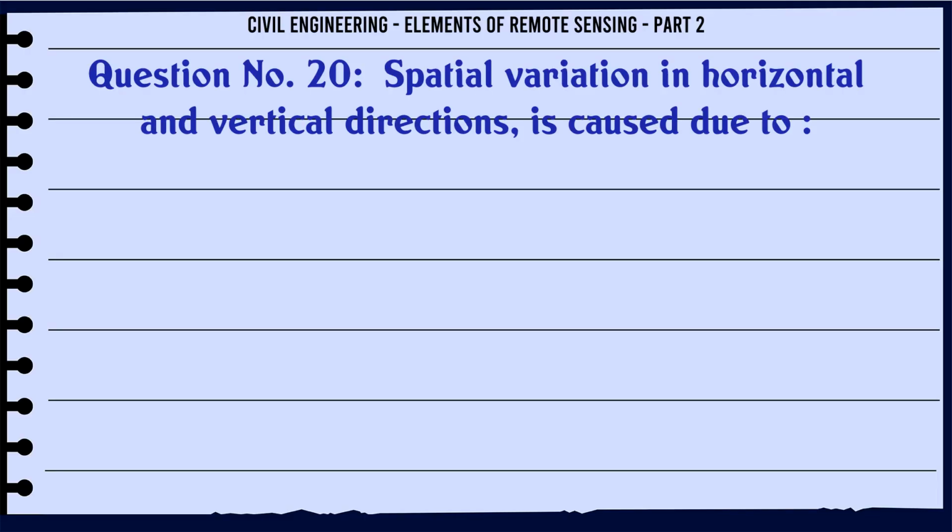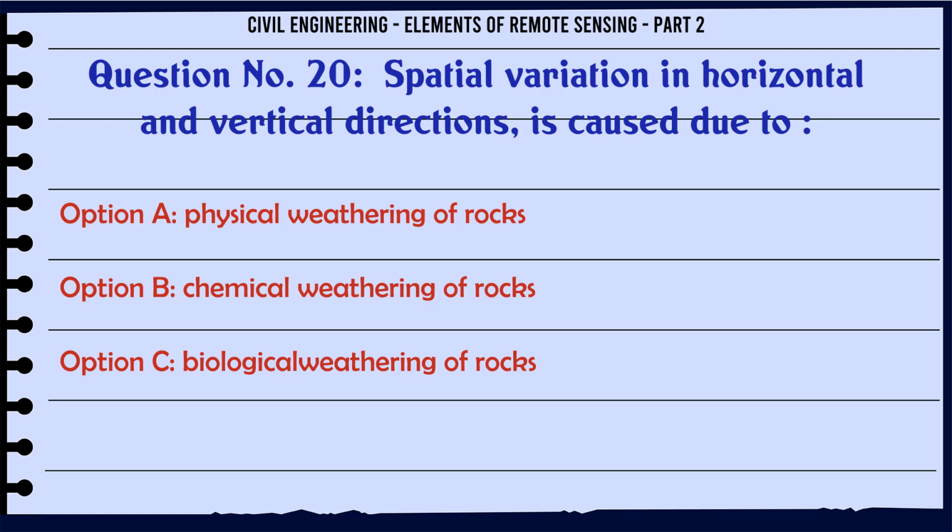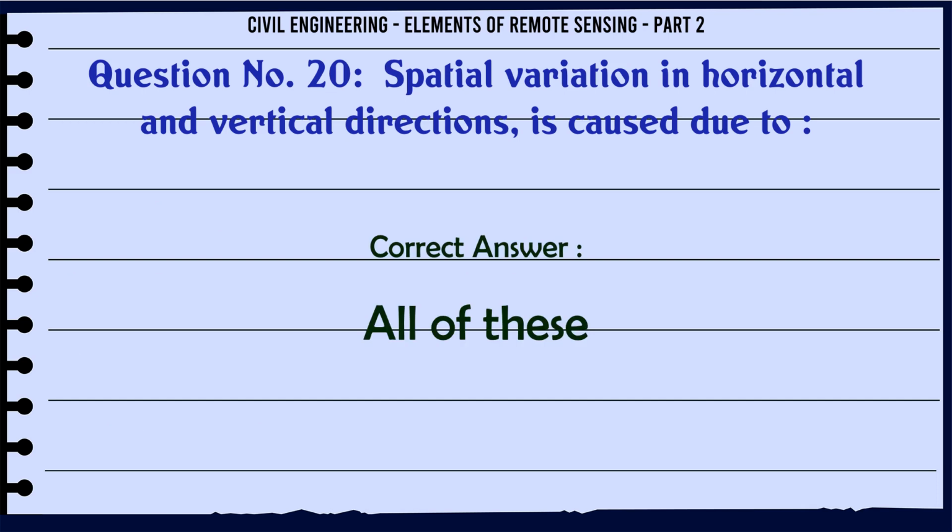Spatial variation in horizontal and vertical directions is caused due to A. Physical weathering of rocks, B. Chemical weathering of rocks, C. Biological weathering of rocks, D. All of these. The correct answer is all of these.